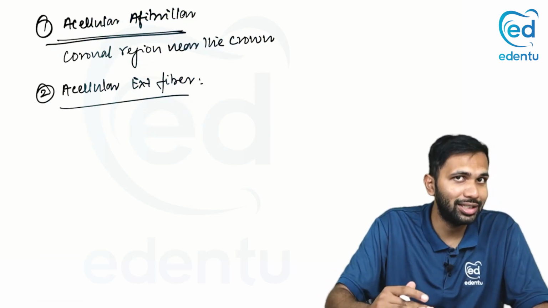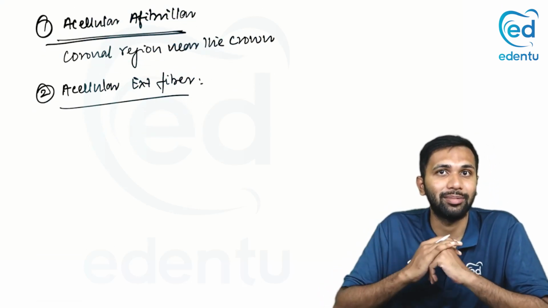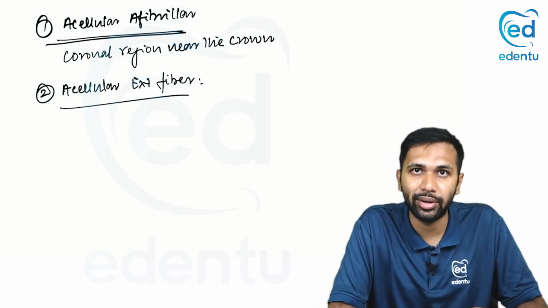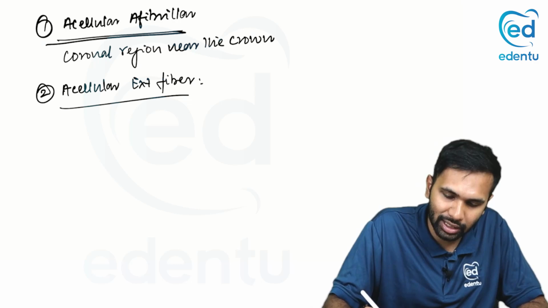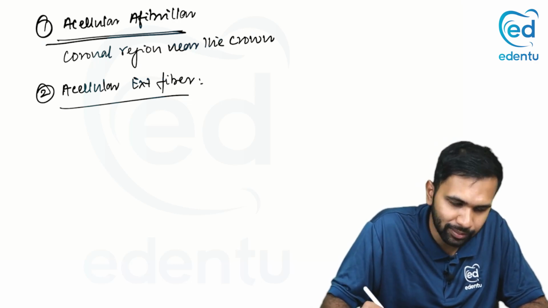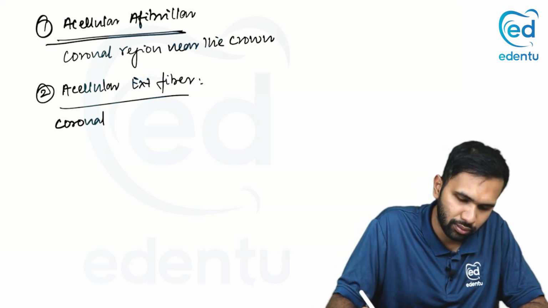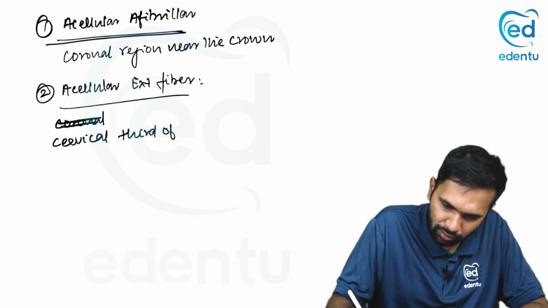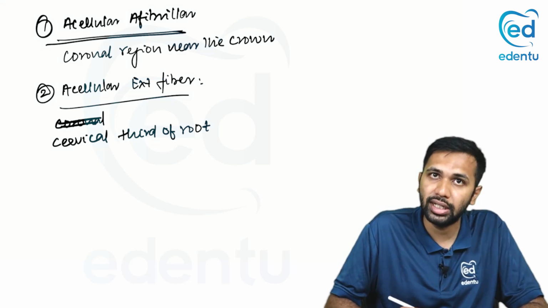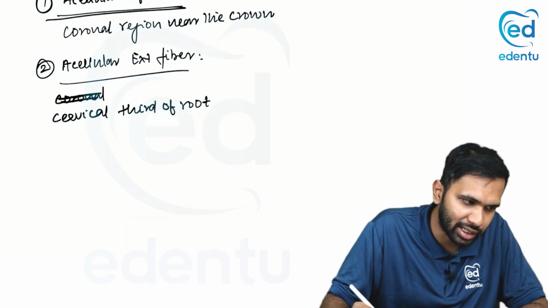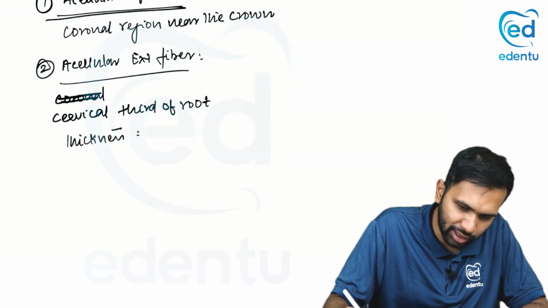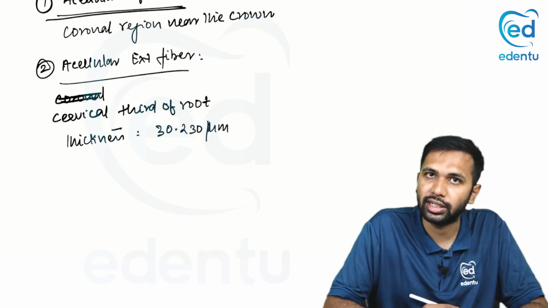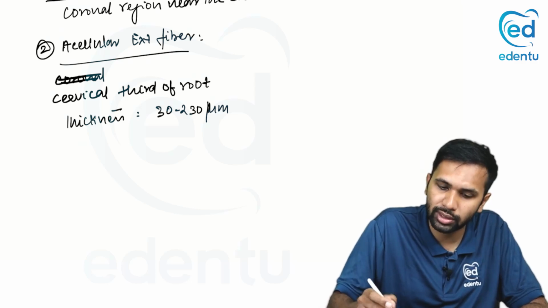That is, it has no cells, but it has extrinsic fibers, meaning it has Sharpey's fibers from the periodontal ligament. Acellular extrinsic fibrillar cementum. And this cementum, again, it is found in the coronal half, or you can call it the cervical third of the root. Its thickness is around 30 to 230 microns.